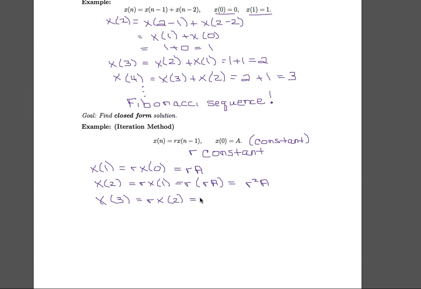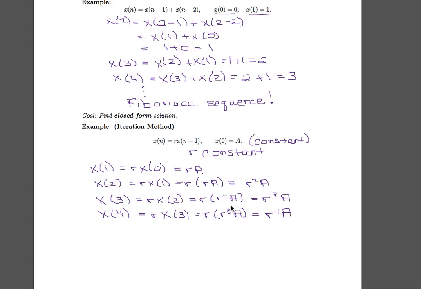So we're taking r times what x of 2 was, which is r squared a. So that's r cubed times a. And you might see the pattern now, but just in case you haven't, let's go ahead and do one more. So x of 4 is going to be r times x of 3, which is r times r cubed a. So that's r to the 4th a.